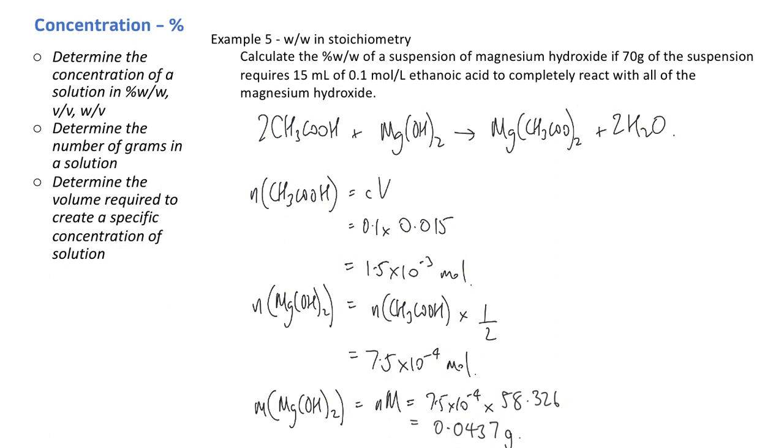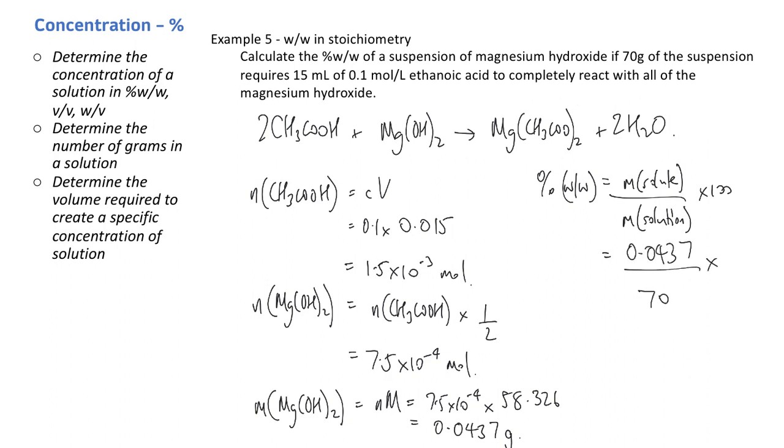So then I'm going to take that mass, and think about the percentage. Percentage weight for weight will be equal to the mass of the solute over the mass of the solution times 100. So that will be 0.0437 over the 70 times 100, which is going to be a small number, which is 0.0624%. Okay, so not a very large amount.